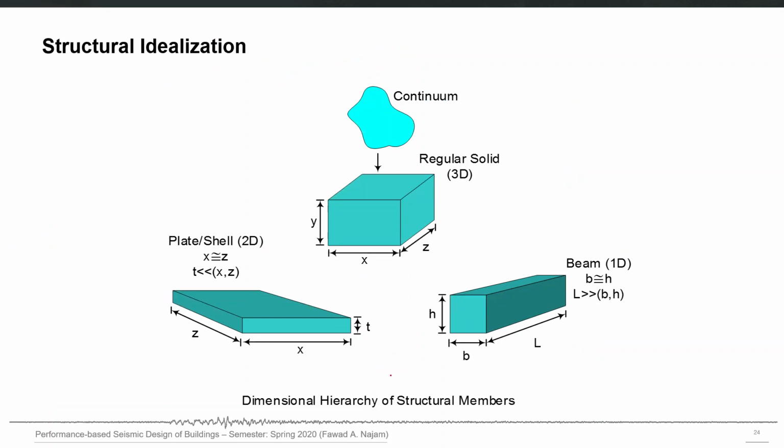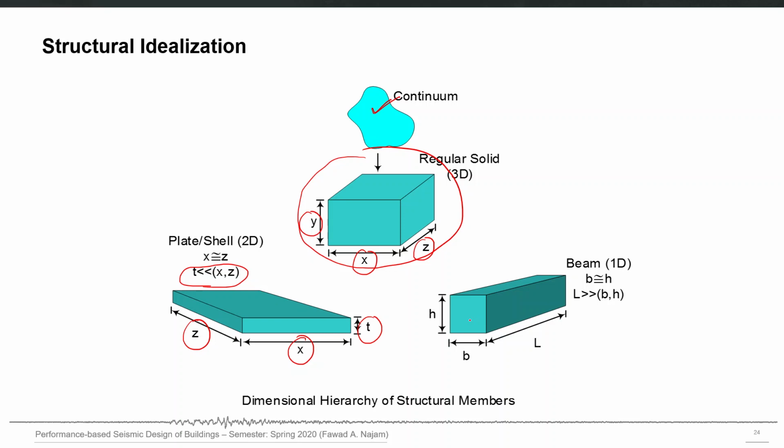This is the dimensional hierarchy of structural members, as we also mentioned in the last slide. For example, we have a continuum. We can idealize it as a regular solid structure which has all three dimensions comparable to each other, x, y and z. And we can also have an idealized plate or shell element, which is a two-dimensional element in which two of the dimensions, x and z for example, are comparable, but the third dimension, which is the thickness, is far less than the other two dimensions.